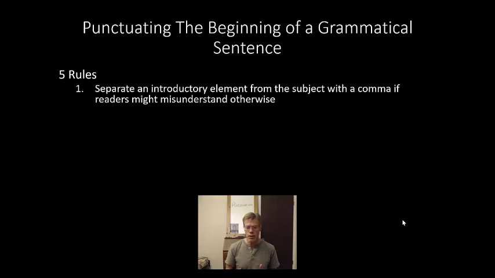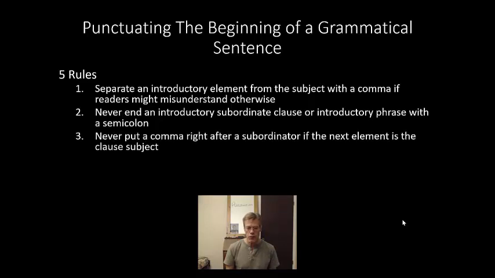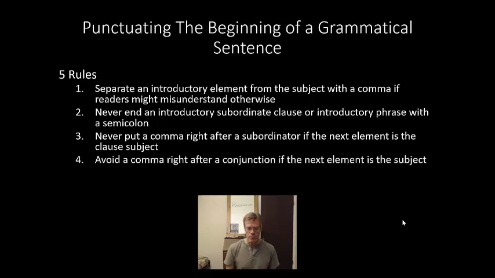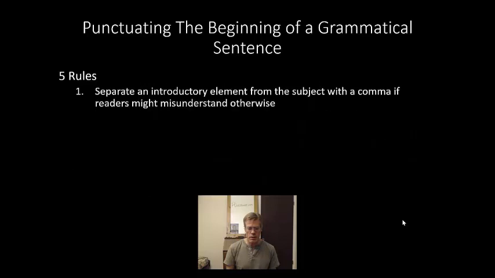First, separate an introductory element from the subject with a comma if readers might misunderstand otherwise. 2, never end an introductory subordinate clause or introductory phrase with a semicolon. 3, never put a comma right after a subordinator if the next element is the clause subject. 4, avoid a comma right after a conjunction if the next element is the subject. 5, put a comma after an introductory word or phrase that comments on the whole of the sentence, or if it transitions from one sentence to another. All right, so those are the rules. Now we're going to go over them and look at some examples.